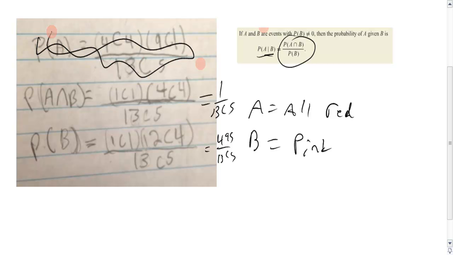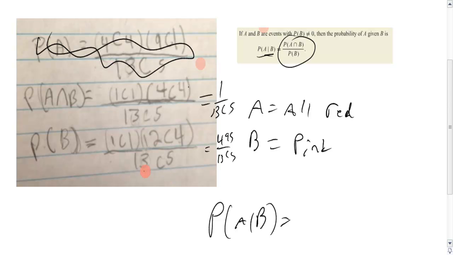So now, just fill this into the formula. The probability of A given B is equal to the probability of A and B, which is what you have here, and you set it up perfectly. You said first we're going to say out of the 1 pink we need to pick 1 of them, then out of the 4 reds we need to pick 4 of them. That takes care of all 5 of our marbles. And the total number of outcomes would be 13 out of the 13 marbles we need to pick 5.